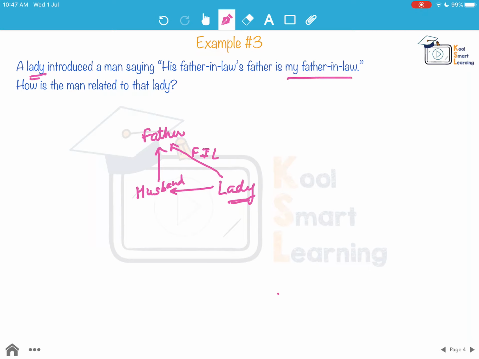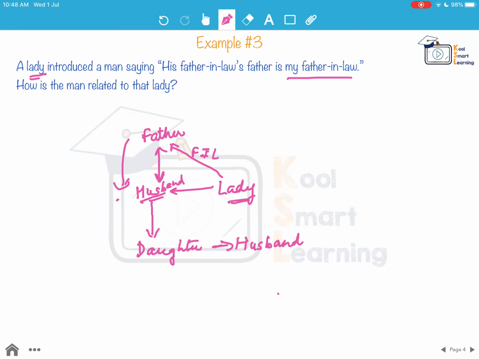Now she's saying his father-in-law's father is my father-in-law, right? My father-in-law I have drawn, his father, and he is the father of his father-in-law. So this means we are talking about this person, who is father-in-law of a man. So that means his daughter's husband, right? The lady's father-in-law is his father-in-law's father, right? The lady's father-in-law, and then his son, and then his daughter and her husband.